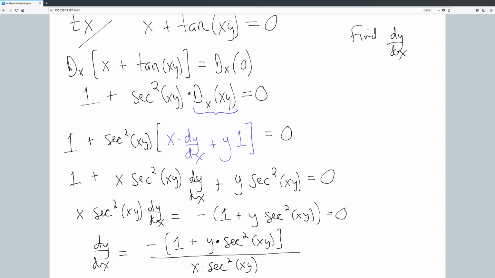So again, these questions all have the same approach where you take your expression and you differentiate both sides with respect to x, but you are using the chain rule, keeping in mind that you're assuming that y is written as a function of x.